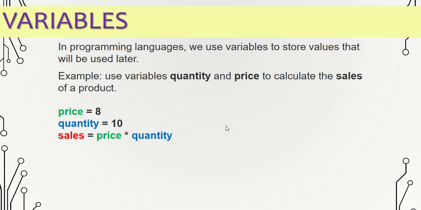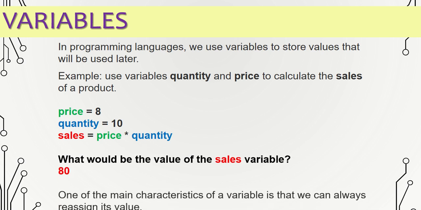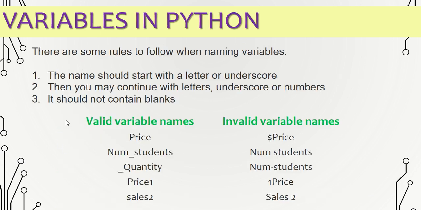In programming languages, we use variables to store whatever we're going to use later. And those variables, we can give them values and new values and new values. For example, if we have price equals 8 and quantity equals 10, we want to assign sales equal price times quantity, the answer is going to be 80. And we can use this in a cycle and have many times assigned this variable sales. There are some rules to use with the naming variables in Python.